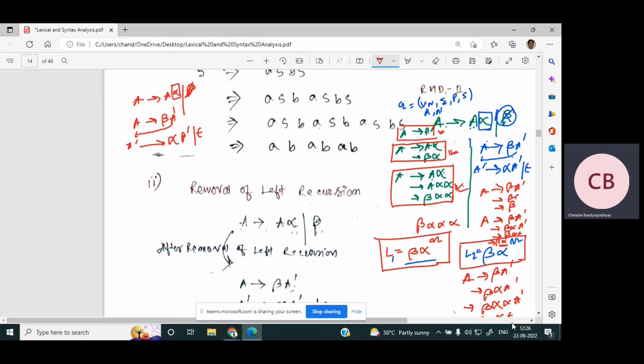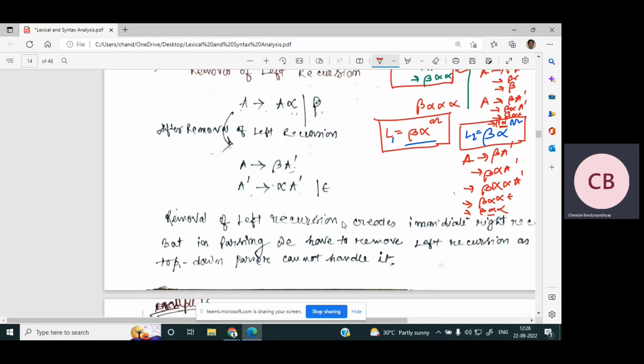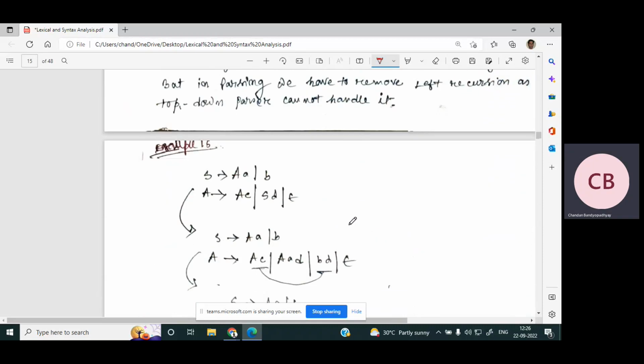That means the way we have learned here how to remove the left recursion, the productions that we have seen, this production and this production, both are equivalent. To prove that both are equivalent, I have given this example. Now the same thing I have given here. You can see A to A alpha and beta is there. It should come as A to beta A', and A' to alpha A' or epsilon, right? Here some examples I have given. You should see how I am doing it.